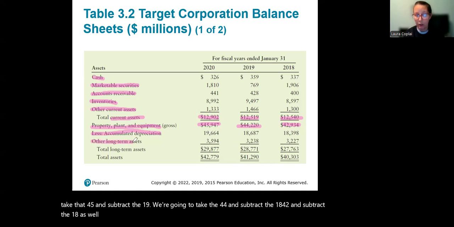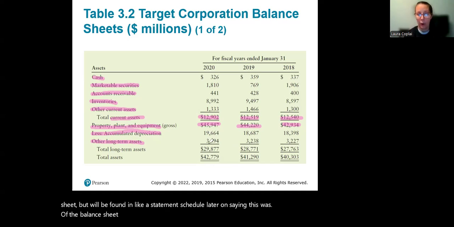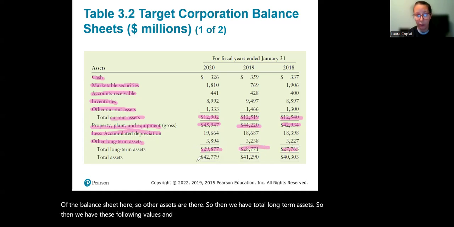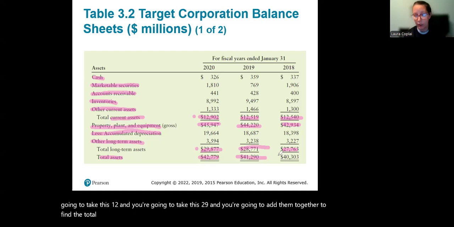There are also other long-term assets, which usually are not listed on the balance sheet, but will be found in a statement schedule later on saying this was part of the balance sheet here. So other assets are there. So then we have total long-term assets. So then we have these following values. And then for total assets, you're going to take this 12 and this 29 and add them together to find the total assets for those years, if that makes sense.